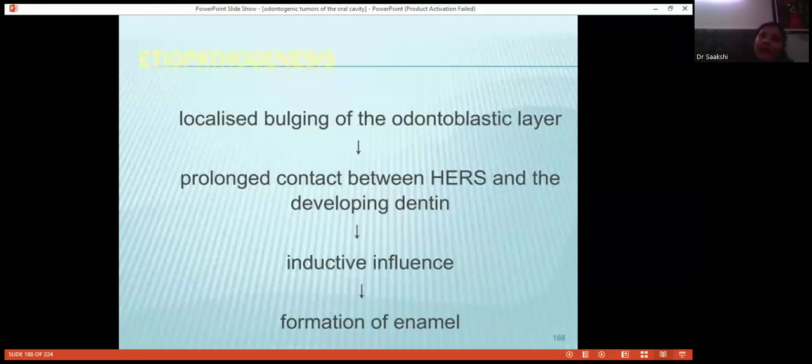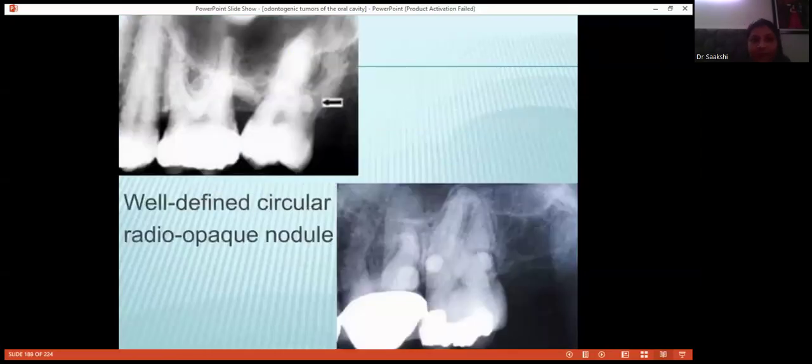अब डेंटिन तो आपका रूट में भी है क्राउन में भी है, तो जो डेंटिन आपकी रूट में फॉर्म हो रही है, अब उस लेयर का बल्ज होने की वजह से आपका जो लेयर आपका रूट बना रही है उसका और डेंटिन का कांटेक्ट होता है. अब जब वो दोनों लेयर्स आपस में कांटेक्ट करती हैं तो वहां पे इंडक्टिव इन्फ्लुएंस क्रिएट होता है, जिसकी वजह से इंस्टेड ऑफ क्राउन रूट में भी एनामल फॉर्मेशन स्टार्ट हो जाता है, तो वो एक छोटा सा वहां पे ऐसा नोड्यूल की फॉर्म में प्रेजेंट हो जाता है.